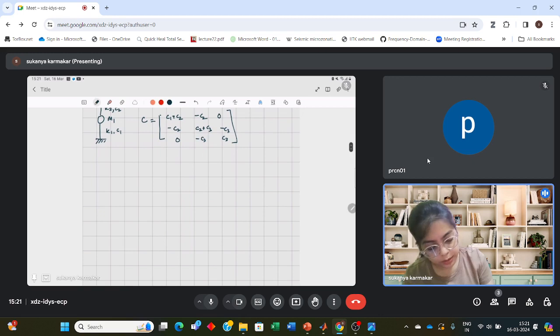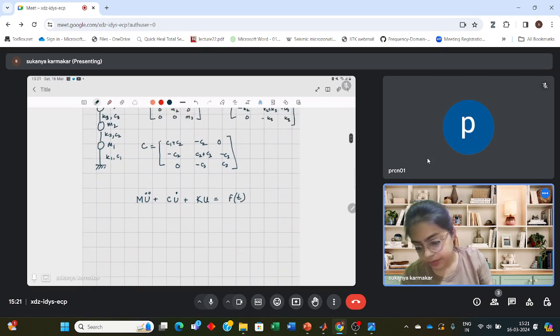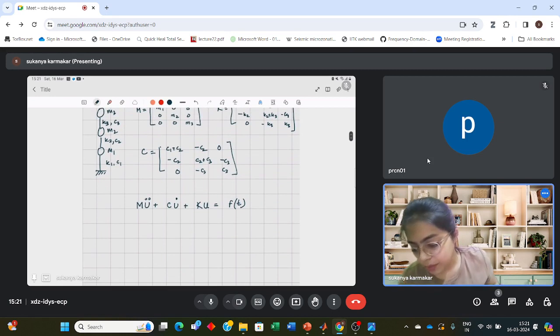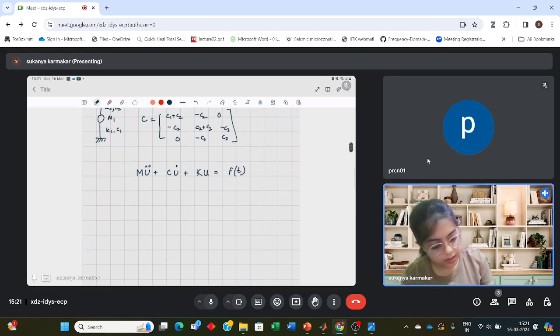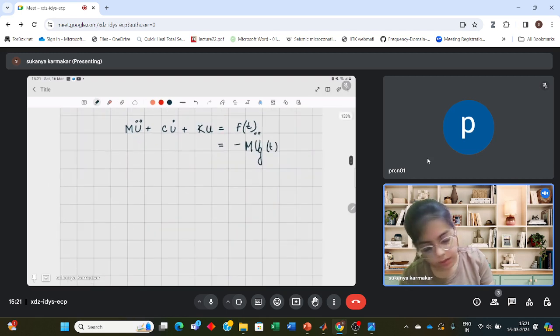And we can write the equation of motion as m u double dot plus c u dot plus k u is equal to f of t. Right. Now for ground motion, we know that what is f of t? F of t is nothing but minus m times 1 times u g double dot. This is as a function of time, right?